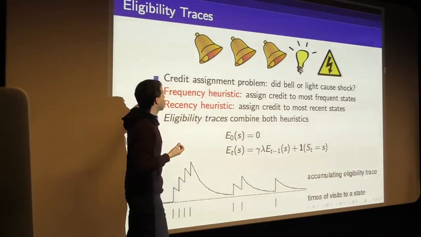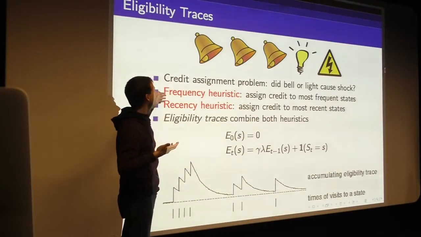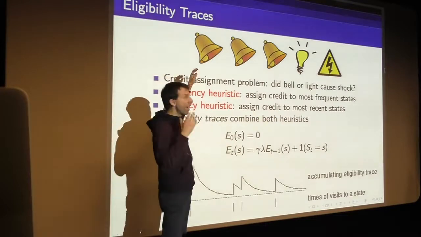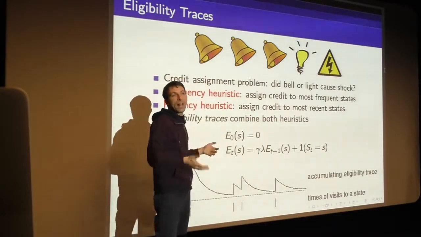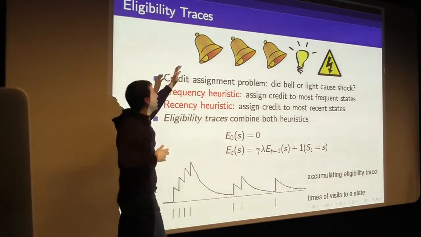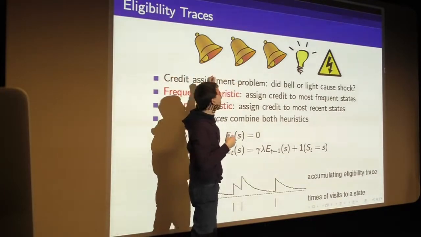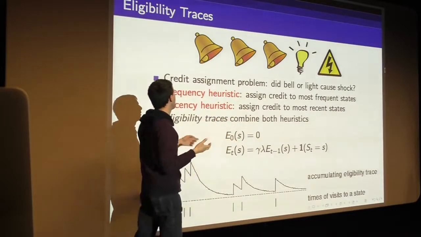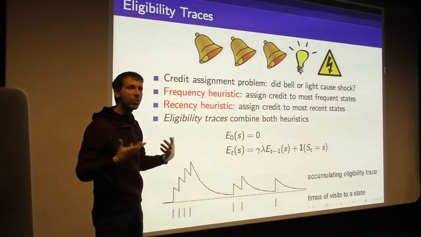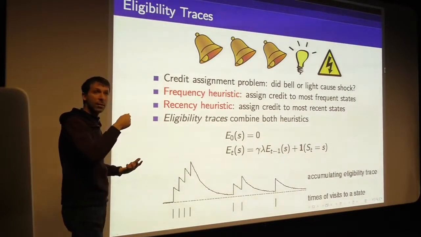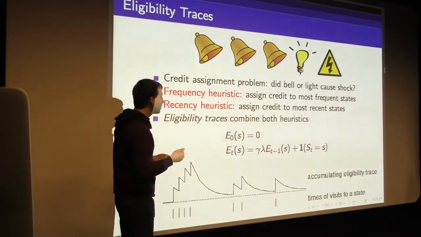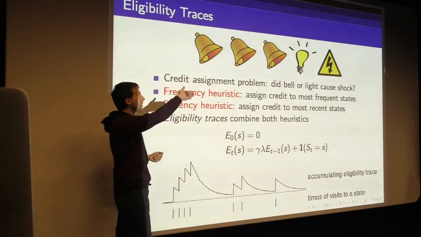If you thought that the most frequently occurring state caused this event, then you would assign credit for the error to the bell. You would say the bell happened more, so I should change my thinking more because of the bell than because of the light. But there's also a recency heuristic, which apparently you guys are partial to, which is to say the most recent thing which happens should be assigned credit for the error that we see. And the idea of eligibility traces is to combine both these heuristics together.